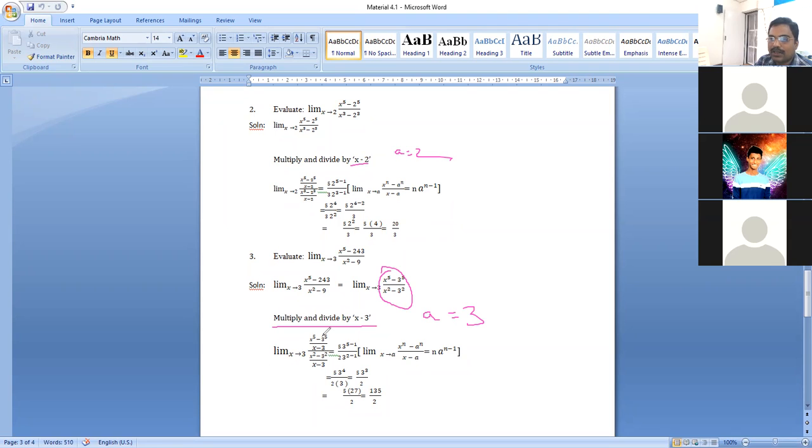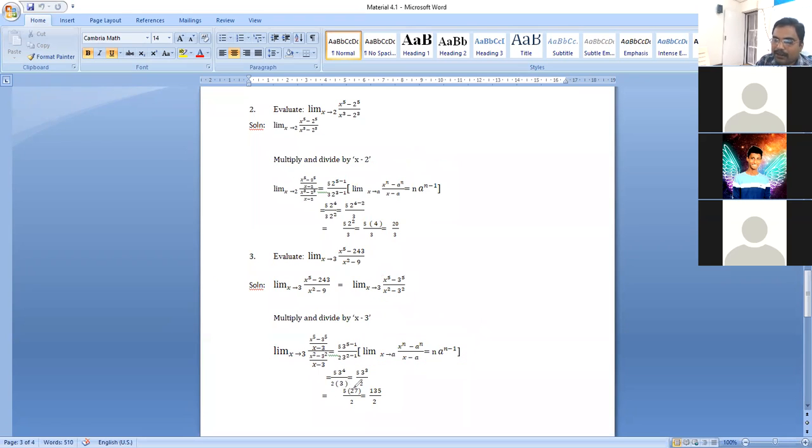Now limit x tends to 3, x power 5 minus 3 power 5 by x minus 3, by x square minus 3 square by x minus 3. Now you have to apply limit to numerator and denominator. You have to use this formula: limit x tends to a, x power n minus a power n by x minus a, equal to n into a power n minus 1. So for numerator, n value is 5, so 5 into a power n minus 1. A is 3 here. So 5 into 3 power 5 minus 1, by, here n value is 2, so 2 into 3 power 2 minus 1.